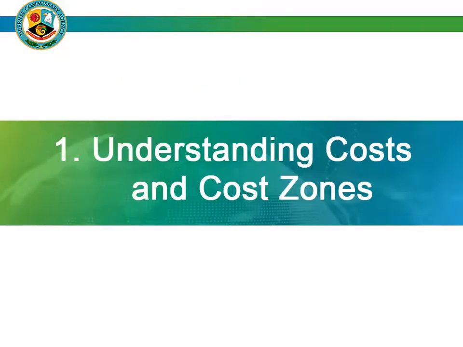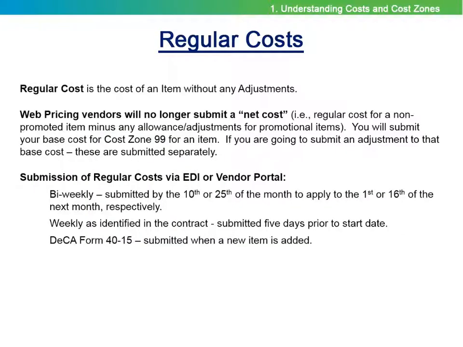First, let's go over a few key concepts on costs and cost zones. Regular cost is the cost of an item without any adjustments. Web pricing vendors will no longer submit a net cost, which includes adjustments for promotional items. You will submit your base cost for Cost Zone 99 for an item. If you are going to submit an adjustment to that base cost, these are submitted separately.